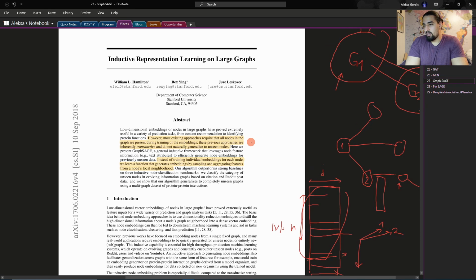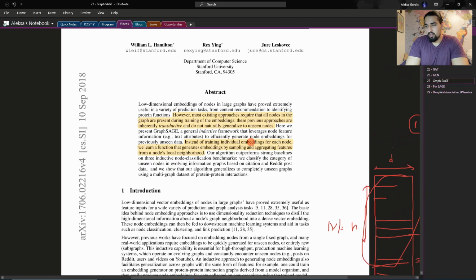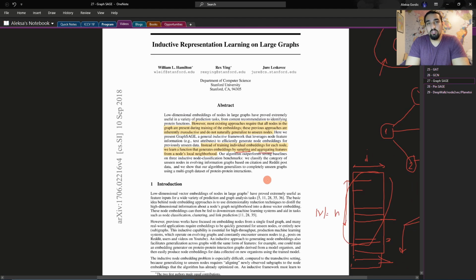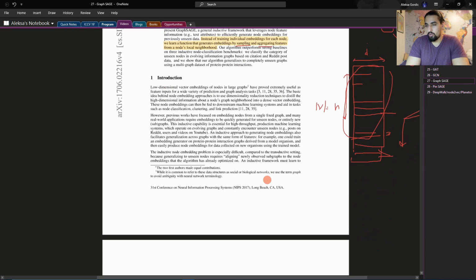They said here, instead of training individual embeddings for each node, we'll learn a function that generates embeddings by sampling and aggregating features from a node's local neighborhood. GraphSage is not super different from GAT or GCN if you looked at my previous videos, but there are some differences which make it more generalizable to large graphs and more efficient than GAT and GCN. Now I'll show you why.